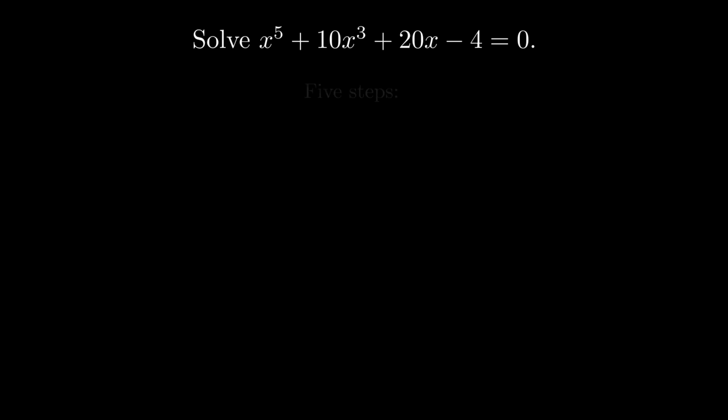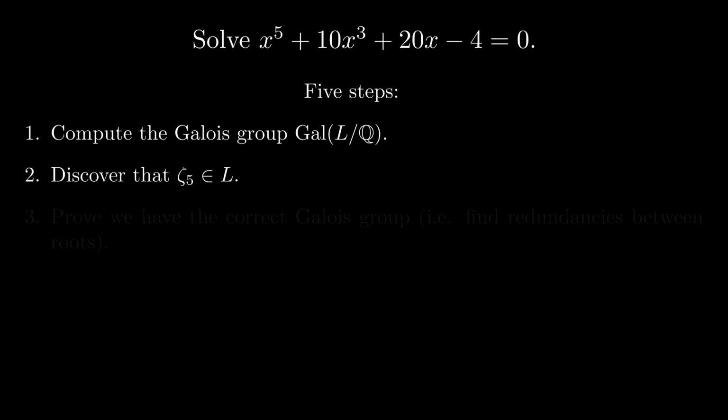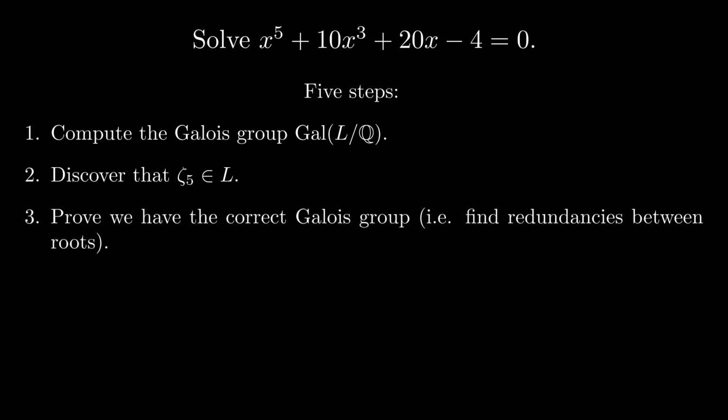To do so, we'll set out a 5-step program. The first step is to compute the Galois group of the splitting field L. Once we have that, we will discover that zeta 5 is already in the splitting field, so we won't need to adjoin it. Step 3 is to prove that we have the right Galois group. Notice that we didn't do that in step 1. This will be explained later, but we'll get a probable answer for the Galois group in an easy way, and then prove that it's the Galois group in a much more tedious way.